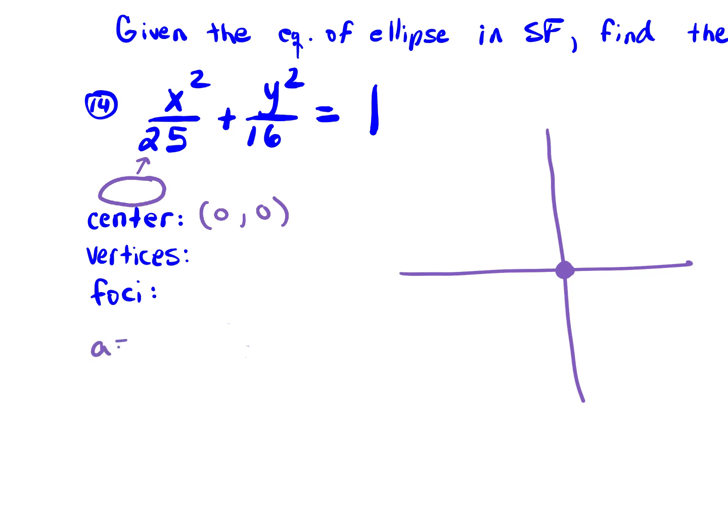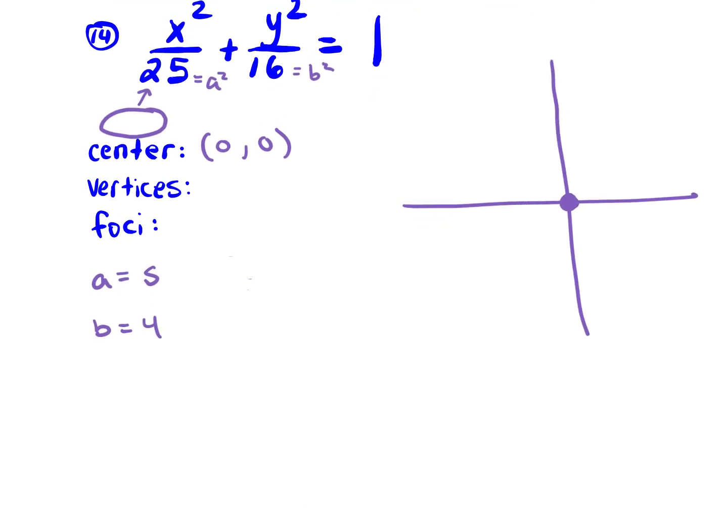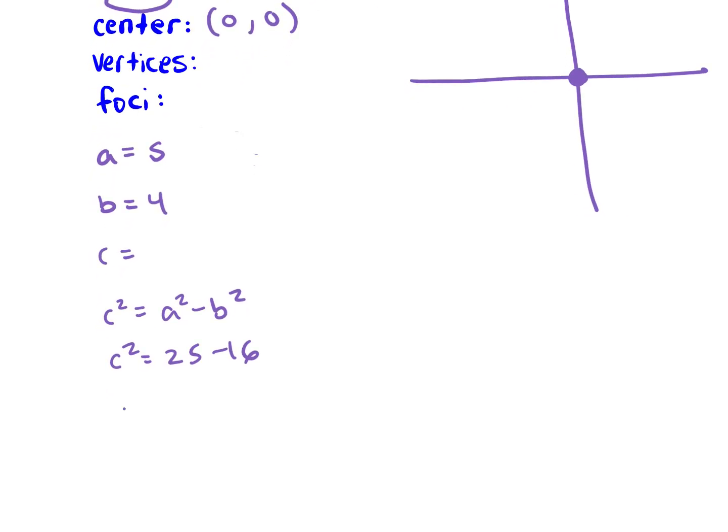So what's my a? 5, because remember 25 is a squared, so a would be 5. What's my b? 4, because 16 would be b squared, so b is 4. And how do I find c? So c squared is equal to a squared minus b squared, so c squared is 25 minus 16, which we just did on the last one, so we know c squared is going to be 9, which c would be 3.